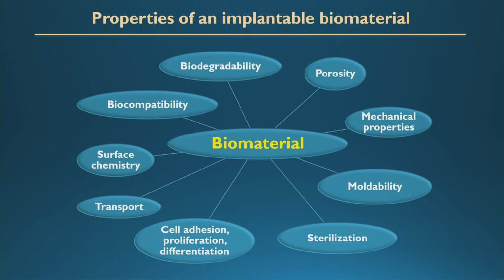so we can still have the appropriate environment for the cells to grow. Cells should adhere, proliferate, and differentiate in these materials. Another important fact is that they should be able to be sterilized. So if we want to eventually implant this in a patient, we need to be able to sterilize these materials.